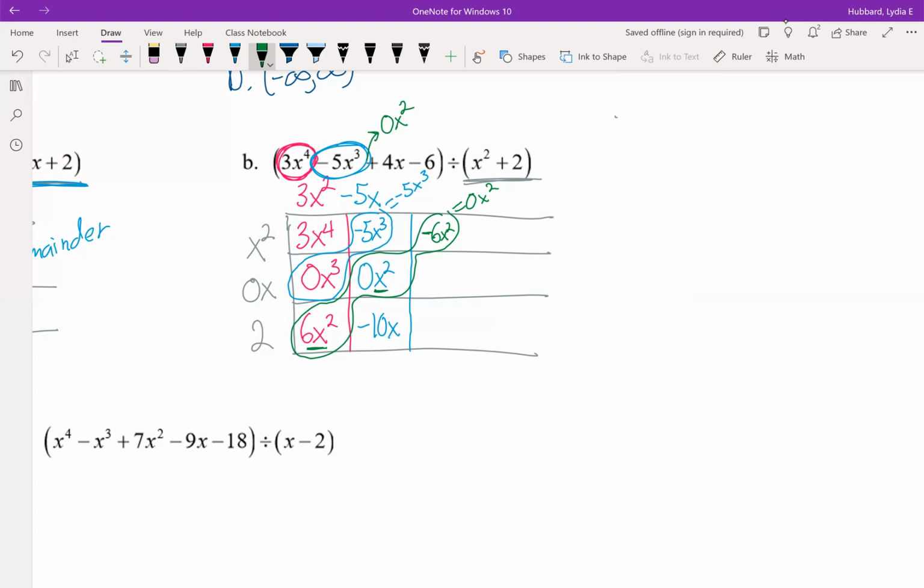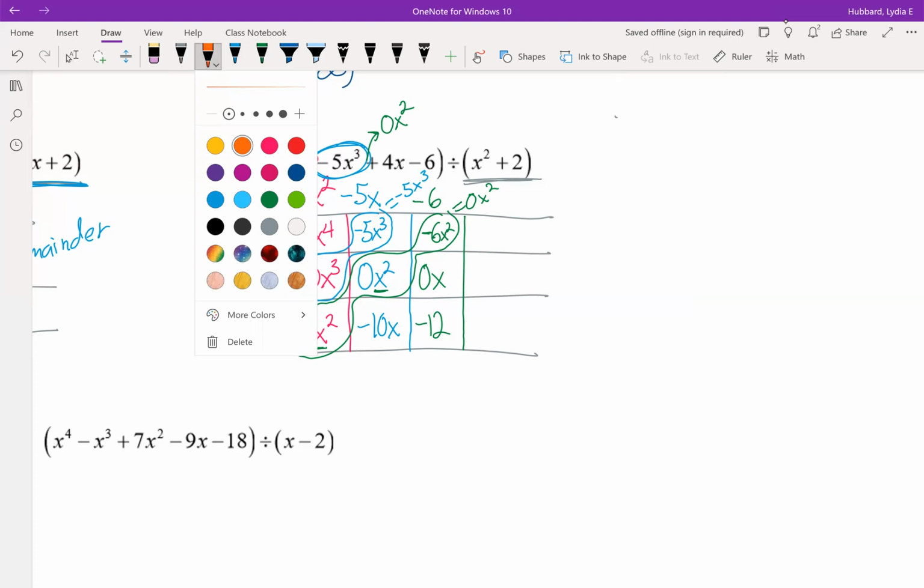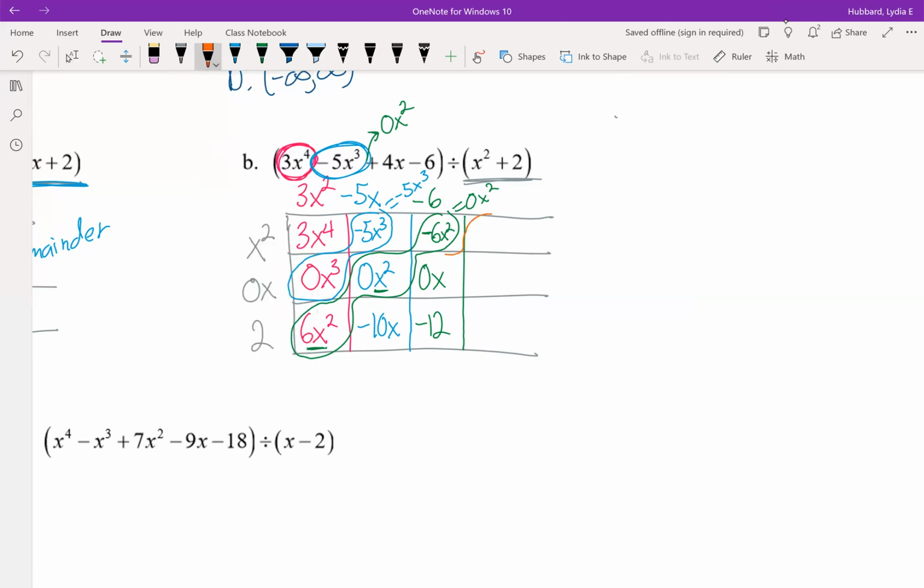Okay, so then x squared times what would give us negative 6x squared? Well, that would be a negative 6. And we can go ahead and multiply that out. So negative 6 times 0x would be 0x. Again, you can just write it as 0 or 0x, it doesn't matter. Negative 6 times 2 is going to be a negative 12. Okay, and we just took out a constant, so that means everything from here on out is just about our remainder.